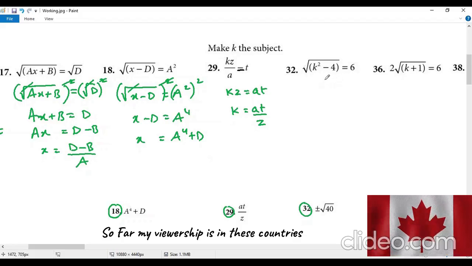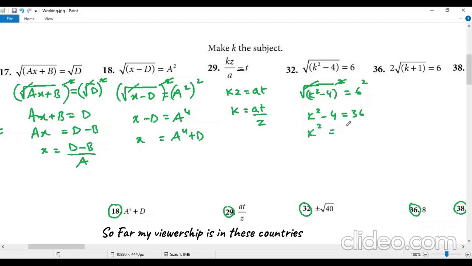When it comes to question number 32, we need to remove the sign of square root. We are squaring both the sides. If the question is in this format, always remember the opposite of square root is a square. So squaring both the sides will cancel the root, and you will have k square minus 4 equals 36. That means k square equals 36 plus 4. So k square is going to be 40.